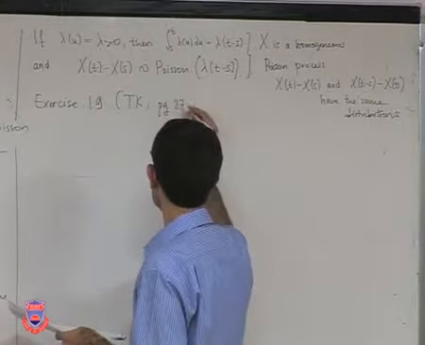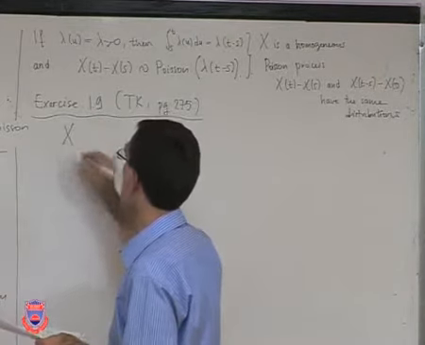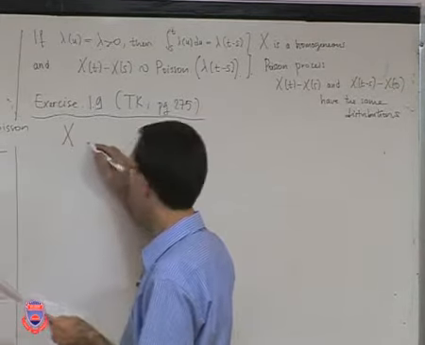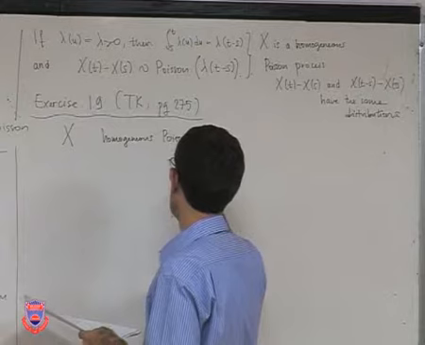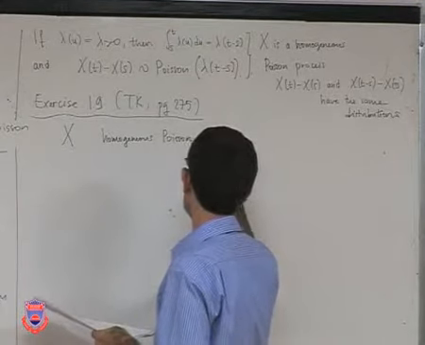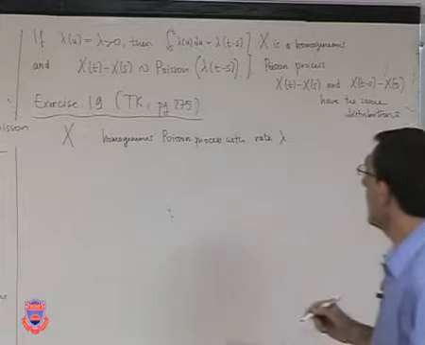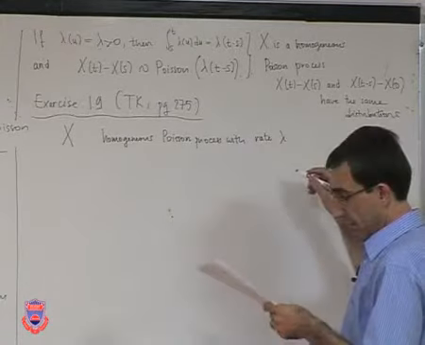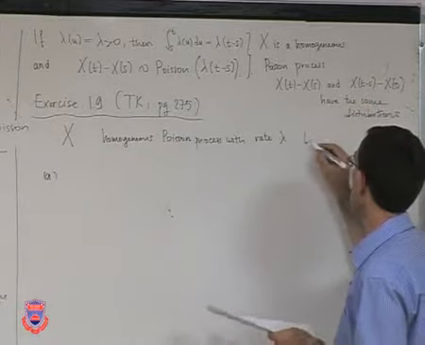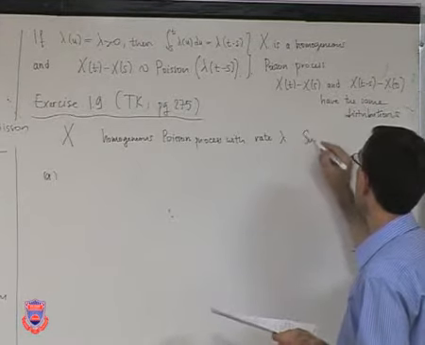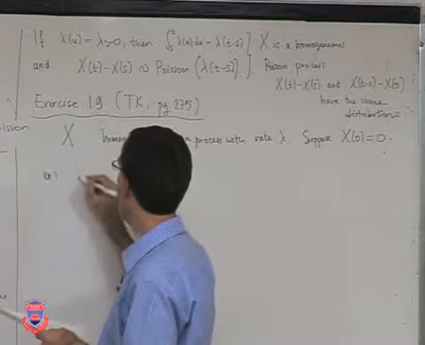This is on page 275. In this case we are again given a Poisson process X. We know that it is a homogeneous Poisson process with rate lambda, and let's also assume that at time 0 the process starts from 0. In part A, we would like to calculate the expected value of X2.